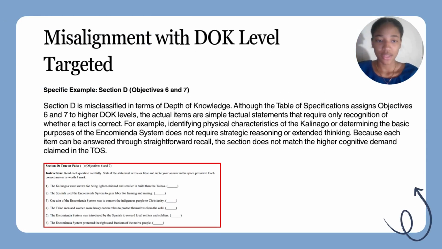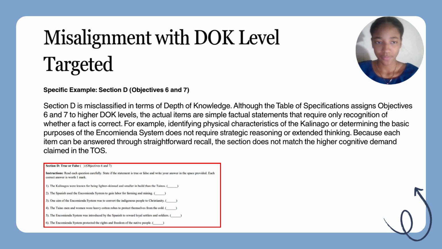So although the TOS assigns objectives 6 and 7 to higher DOK levels, the actual items are simple factual statements that require only recognition of whether a fact is correct. For example, identifying physical characteristics of the Kalinago or determining the basic purposes of the encomienda system does not require strategic reasoning or extended thinking.